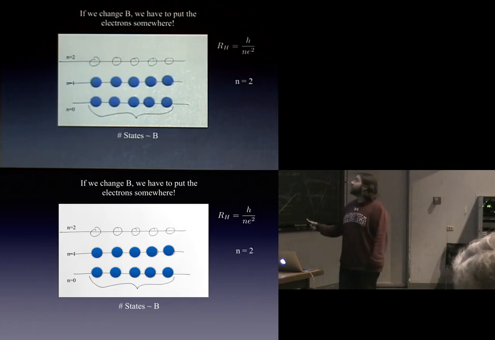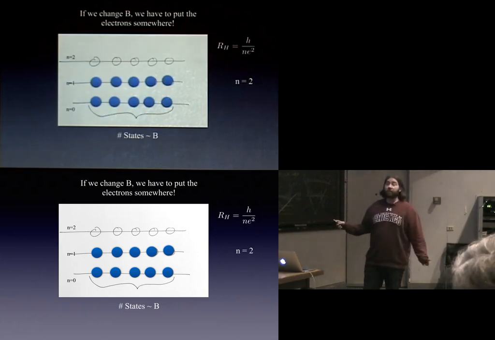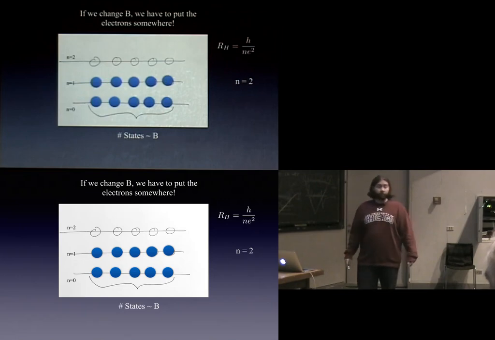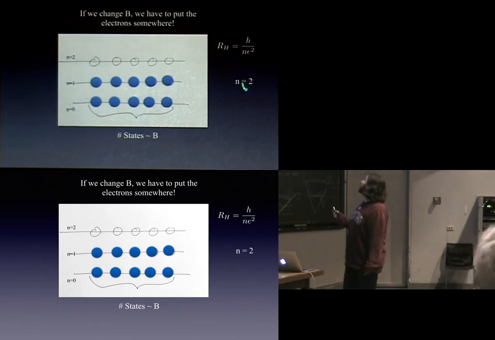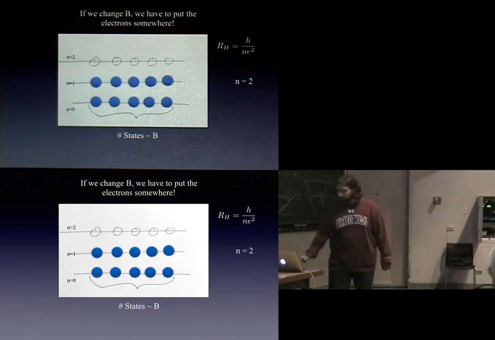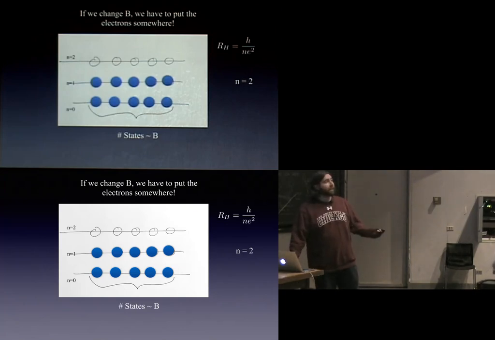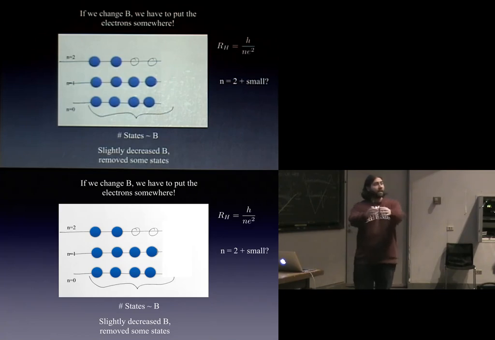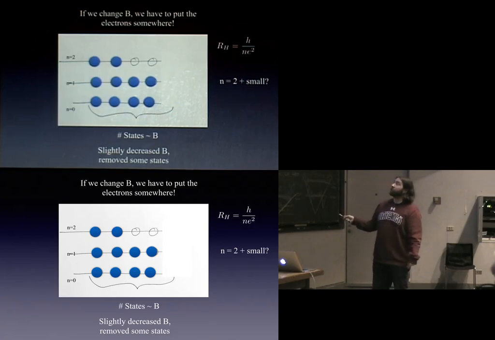So let's imagine a system where I've tuned the magnetic field so I perfectly have enough electrons to fill up this level and this level. Well, this seems great, right? This seems like it has to give me exactly n equals 2. But what if I change the magnetic field a little bit, so that I remove some of these states by making each one of those electron orbits a little bigger, right? So I run out of room. Well, there were 2 electrons here. I have to put them somewhere, so I have to put them up in the next level.